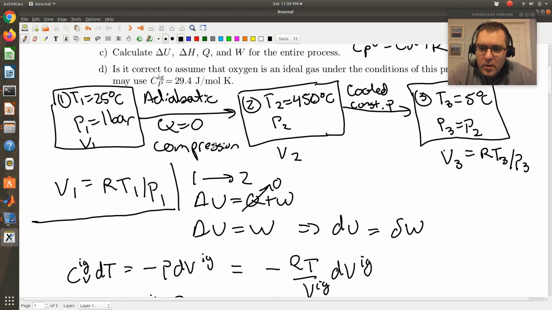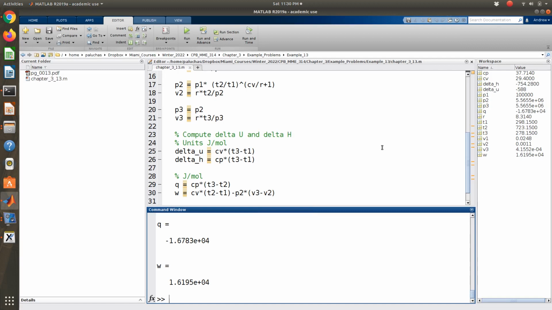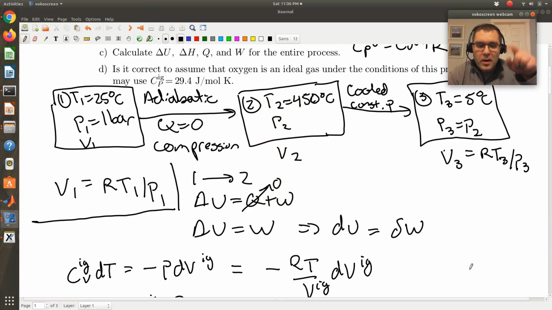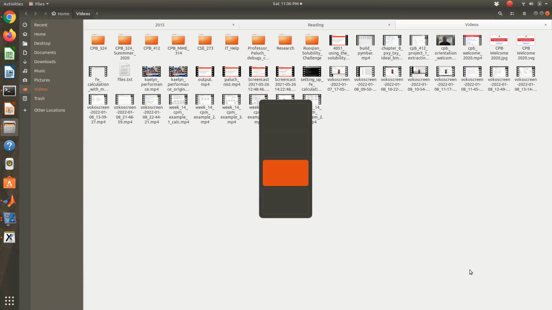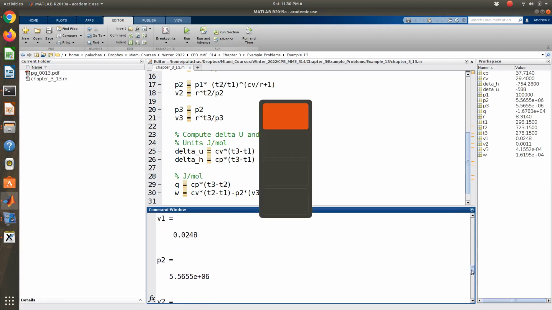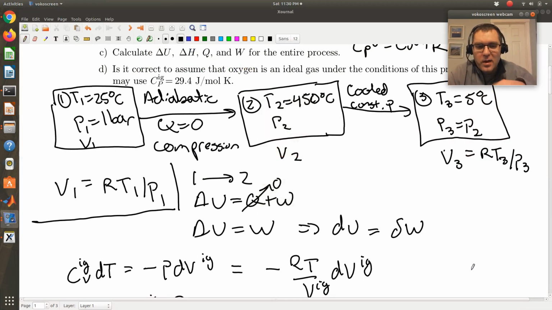Okay, and going from 1 to 2, if I look at P2, since we have everything calculated, that'd be 55.655 bars. So pressure's increasing, and if I look at V1 and V2, V1's 0.028, V2's 0.011. So it's going to be this nonlinear path in which pressure increases but volume decreases.